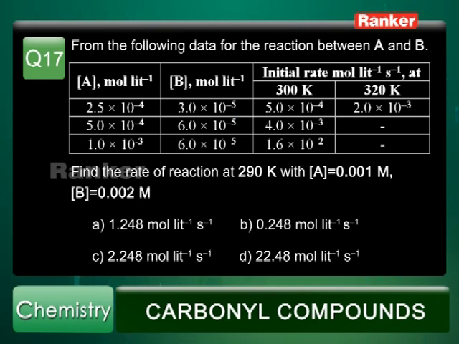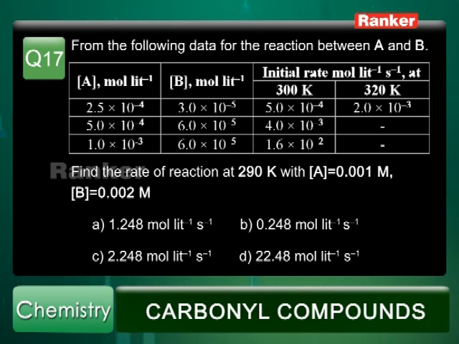And also we have doubled the concentration of B, then the rate is increased by 8 folds. You can see it is changing from 5 into 10 to the power minus 4 to 4 into 10 to the power minus 3, that is, it is increased by 8 folds. Now in the second case, I have increased the concentration of A from 5 into 10 to the power minus 4 mole per liter to 1 into 10 to the power minus 3 mole per liter, that means I have doubled the concentration of A by keeping the concentration of B constant.